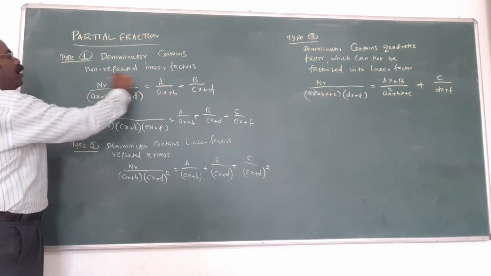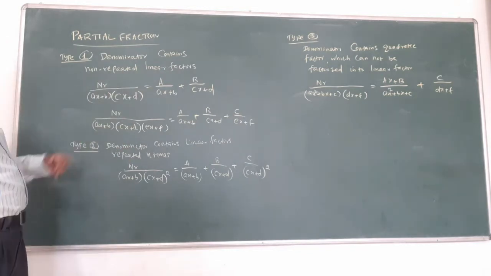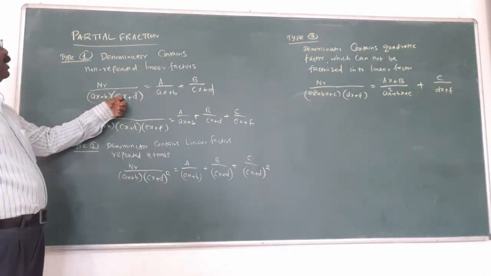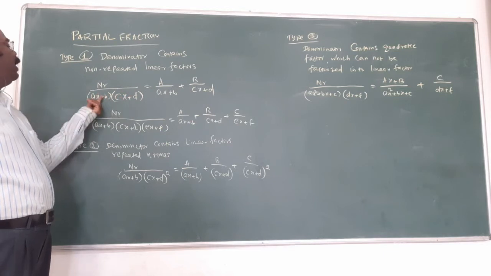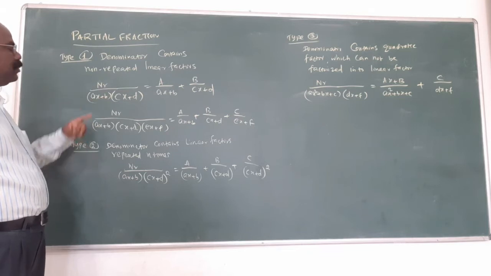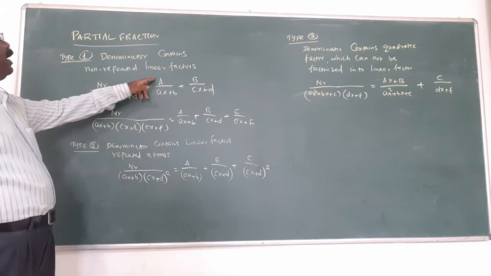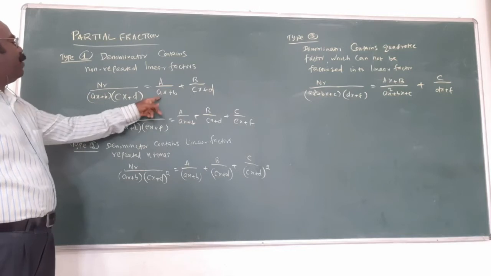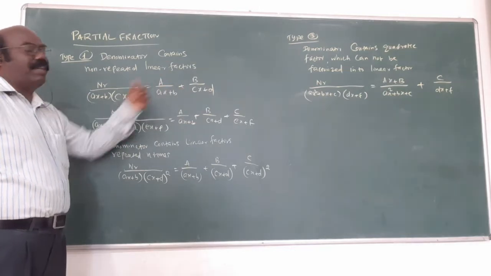The numerator has a lower power. The denominator is what? (x+a)(x+b). This is called two linear factors. A linear factor contains only an x term and a constant term. It can be written as A, the constant, divided by the first linear factor, plus B by the second factor.